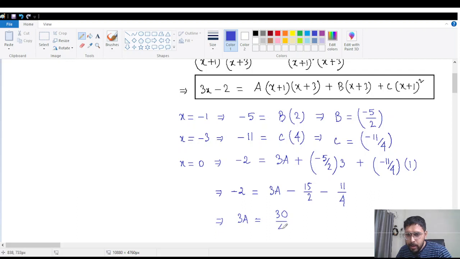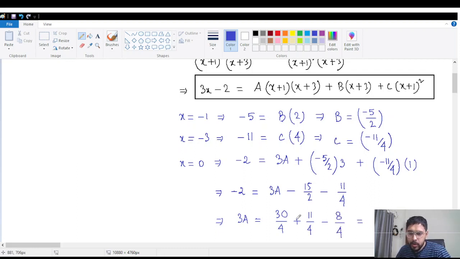Now why am I doing 30/4? So that I can make the denominator the same, easy to calculate from my point of view. There are different ways of calculating fraction addition, so it's completely up to you. Normally what I do is I make the denominator the same, so it becomes very easy to calculate. So 30/4 I have made, plus 11/4, and this -2 will stay -2, so you can make it -8/4, right?